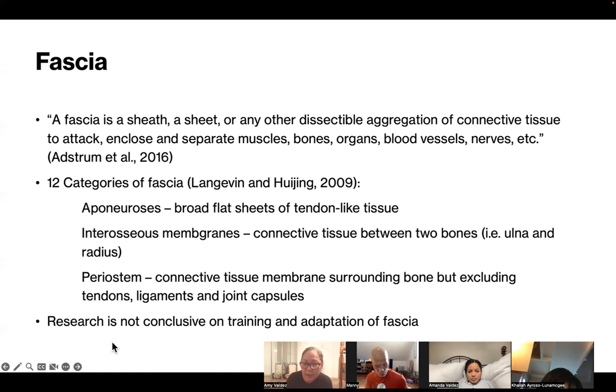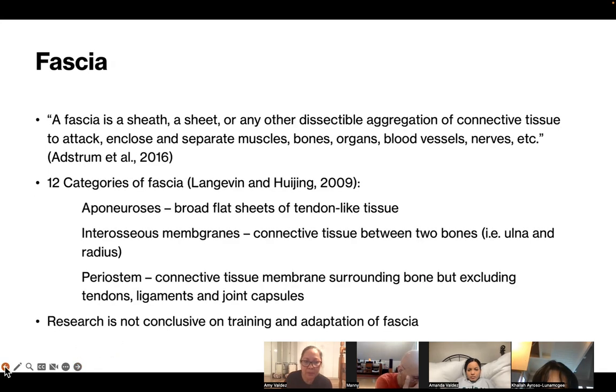Research is not conclusive on the training and adaptation of fascia. A lot of the talk in the last 5, 10 years or so has been on fascia being trainable and adaptive. And that's what's behind certain massage modalities. I forgot what it's called, but it's very deep, slow, high pressure massage that follows the fascia lines. There's a lot of work being done in fascia, but she doesn't go into it in her book, but I will go into it as our next topic in anatomy.